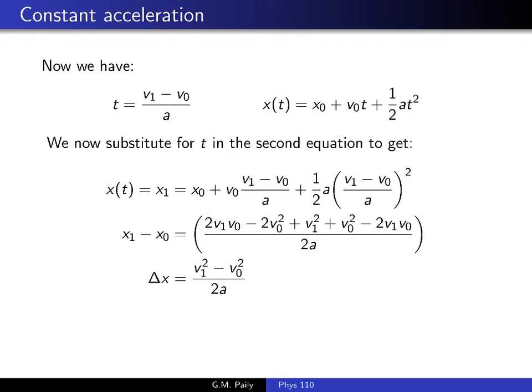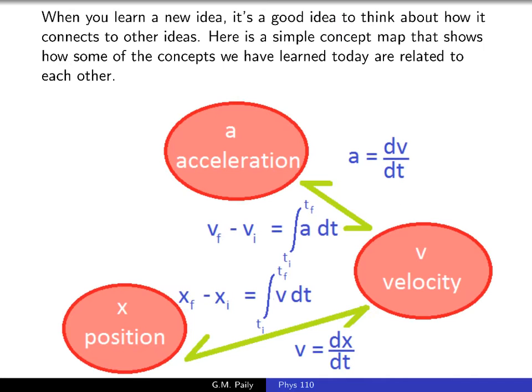This expression looks very complicated, but we see a number of cancellations. This cancels with this, and there is a partial cancellation here. And so our final result is delta x, that is x1 minus x0, is equal to v1 squared minus v0 squared divided by 2a, which can be rewritten as v final squared is equal to v initial squared plus 2a delta x.